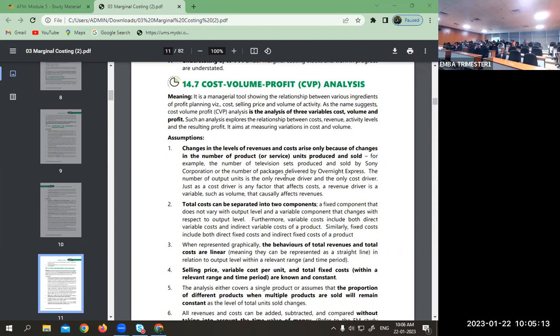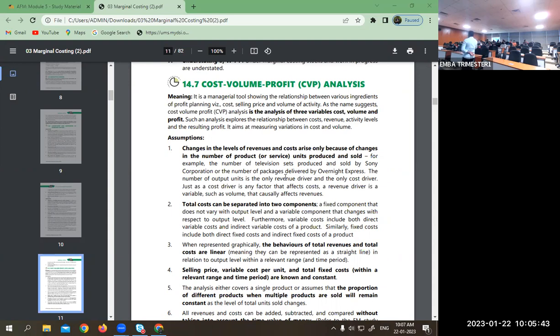It's a very, very important tool in management accounting. It's a managerial tool that shows the relationship between the various ingredients of profit planning, that is cost, selling price, and volume of activity. Cost has a direct impact on profit. When cost increases, profit decreases: an opposite relationship. When volume of output increases, profit increases. Okay, selling price.